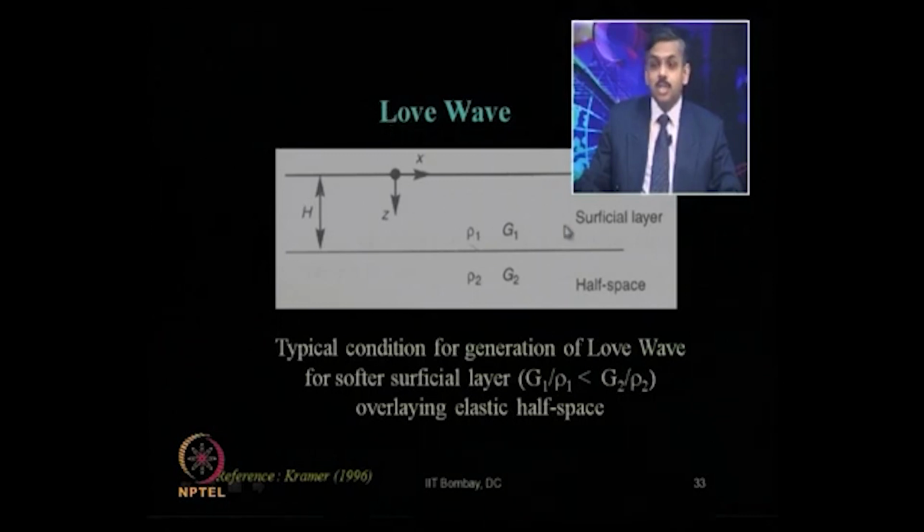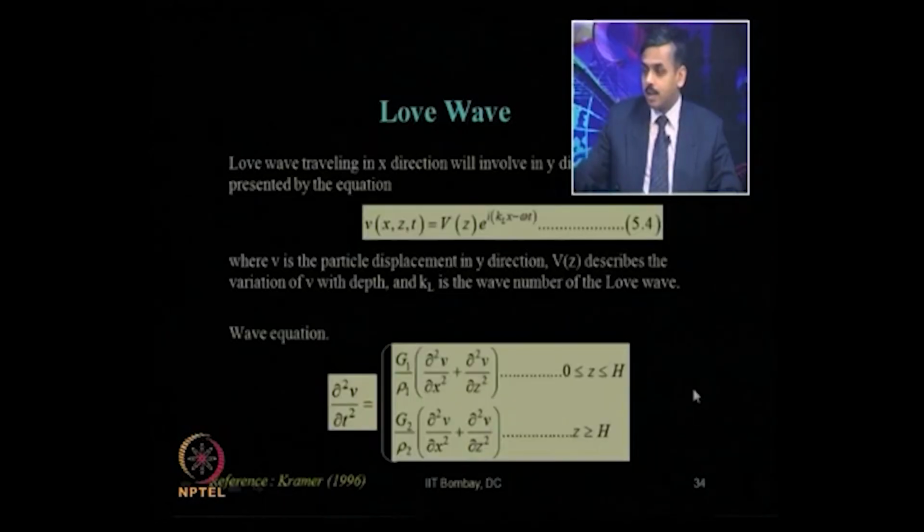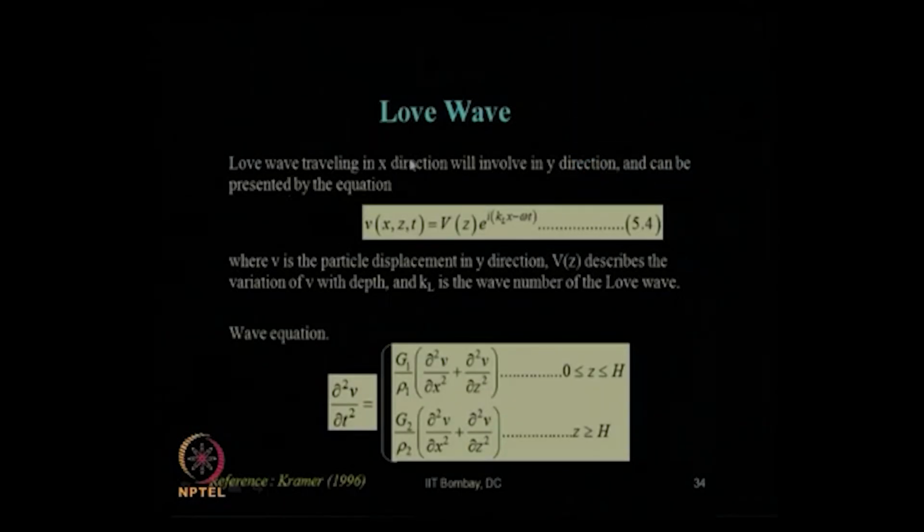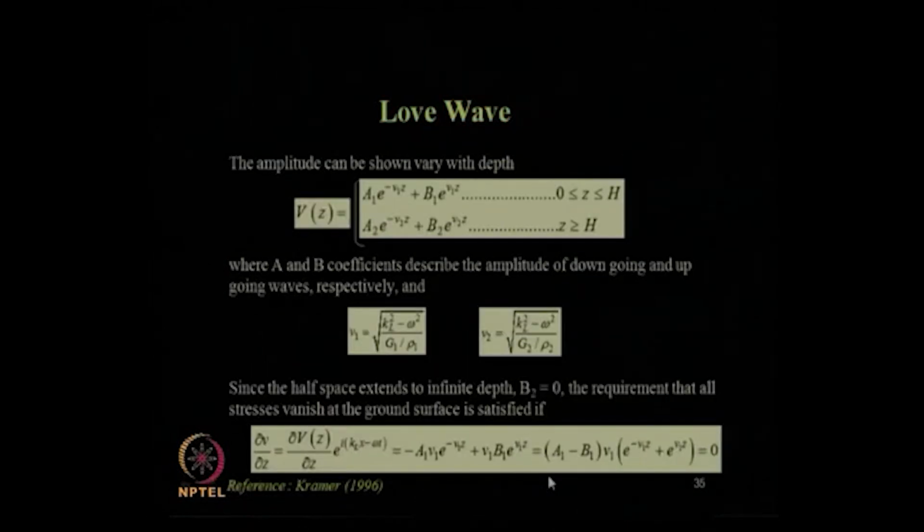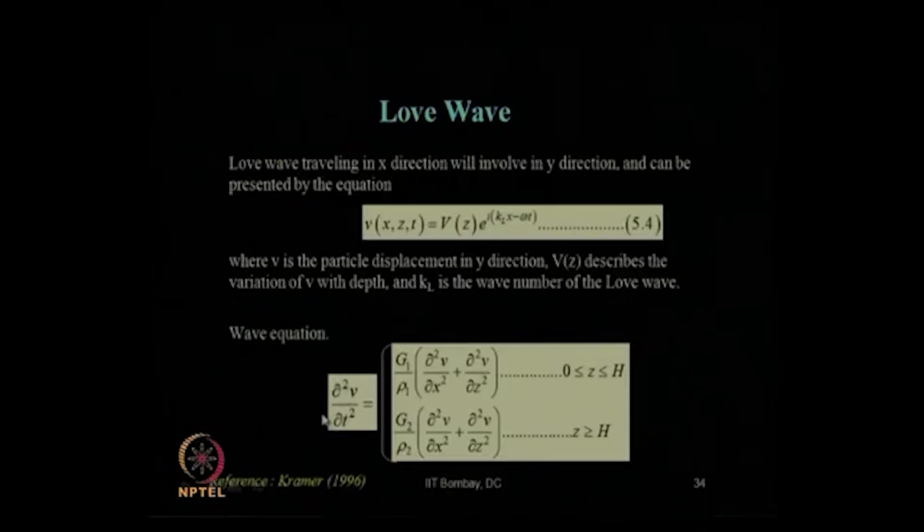So, if you have a surficial layer which is a stiffer material compared to your lower layer, the Love wave will not get generated. So, remember the condition for which Love wave gets generated. A Love wave traveling in the x direction will involve motion in the y direction and can be represented using the expression in this equation, and the wave equation can be expressed in this form when z lies within the surficial layer and beyond the surficial layer, for the elastic half space. This is the expression in the y direction. Remember, this is the y direction wave equation.